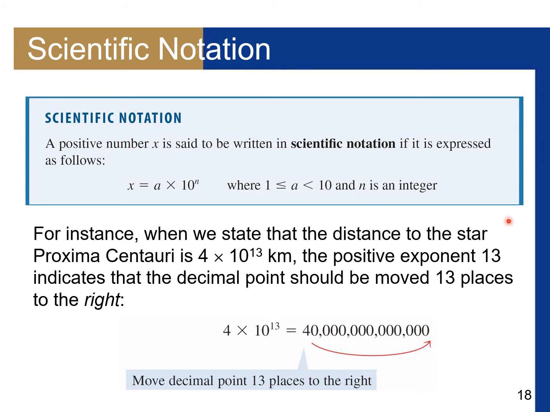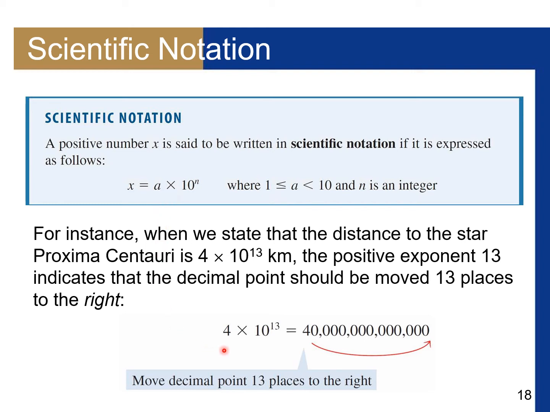Here, if I have x times 10 to the n, where n is an integer, so n is an integer. If it's positive, it's directional. You're going to move your decimal to the right. If it's negative, you're going to move your decimal to the left.